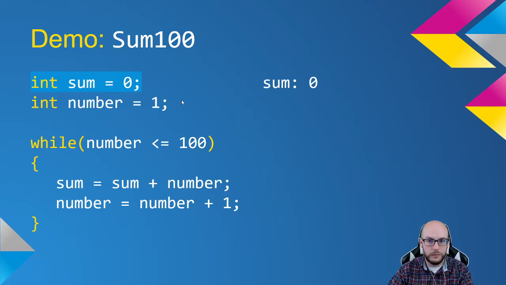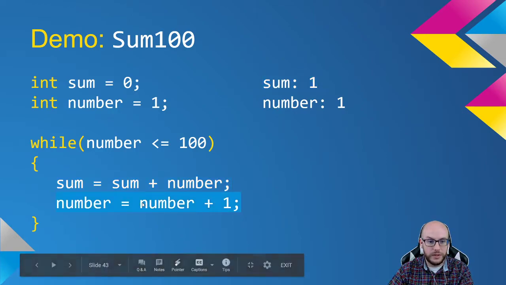Let's go through a couple of iterations and see how this is working. Sum starts off at 0. Number starts off at 1. I'm going to encounter this while loop where we're going to check the condition. We're going to ask the question, is number 1 less than or equal to 100? 1 is less than or equal to 100. That is true. We would enter the body and execute this statement. I want sum to become sum plus number. 0 plus 1. That's the new value of sum.